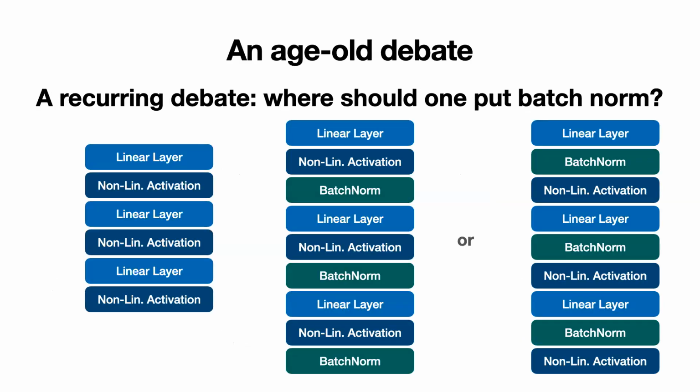Okay, so then there's a lot of discussion. So there's one discussion, how many batch normalization layers should you have? And then there's also, okay, where do you put it? And so you can put it after the linear layer, and then you can put it after the non-linearity, right? And so where should you put it?